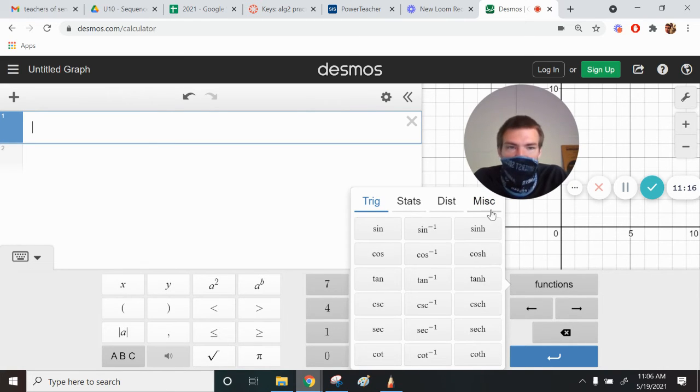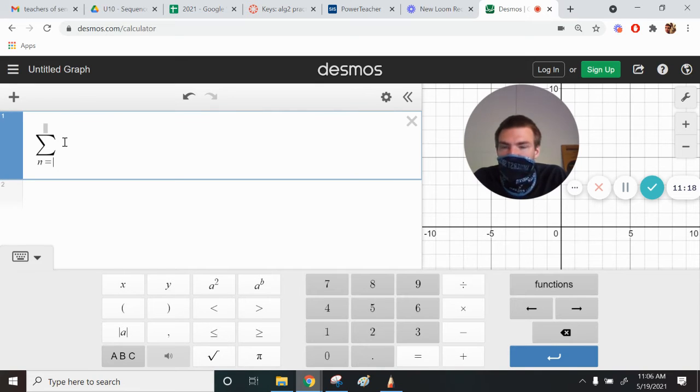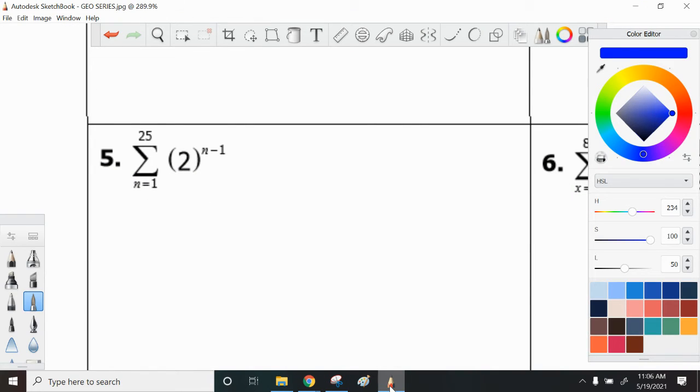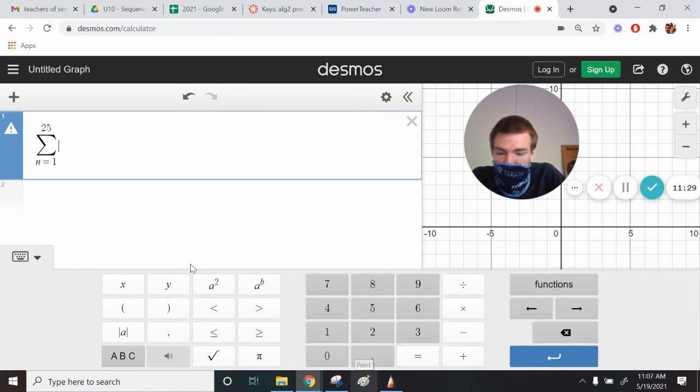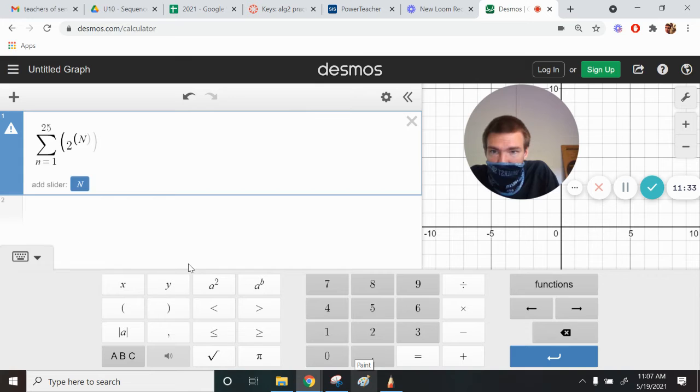Normally it's going to start you here. We need to go to miscellaneous. We need to get this sigma notation. We're going from 1 to 25. And then we need 2 to the exponent of n minus 1.